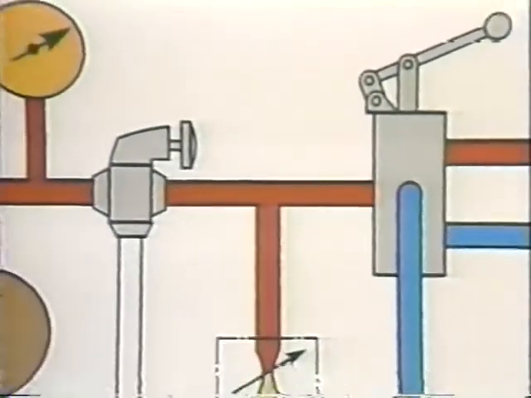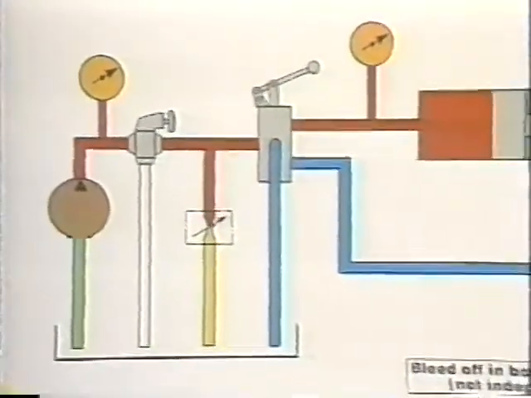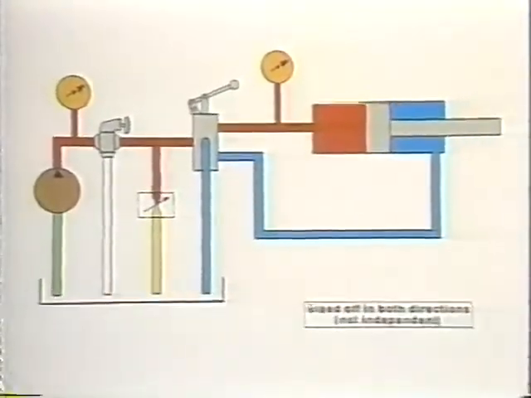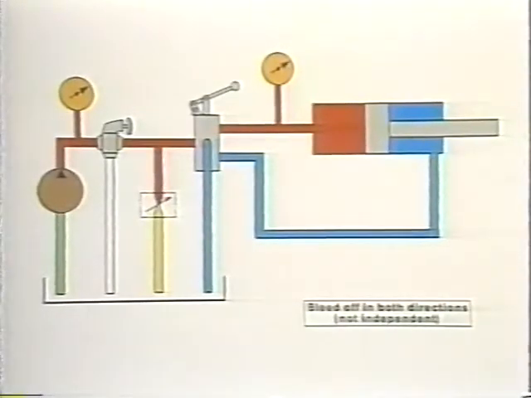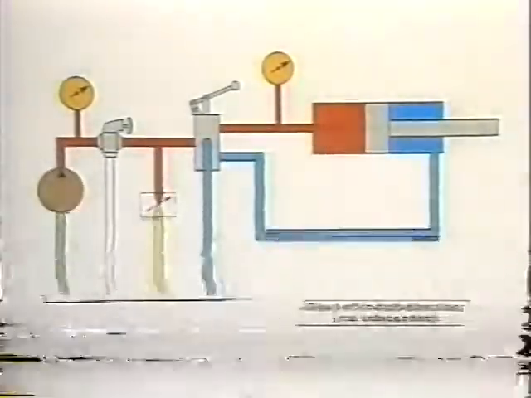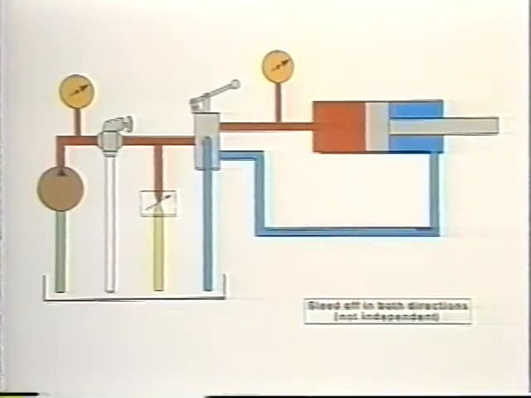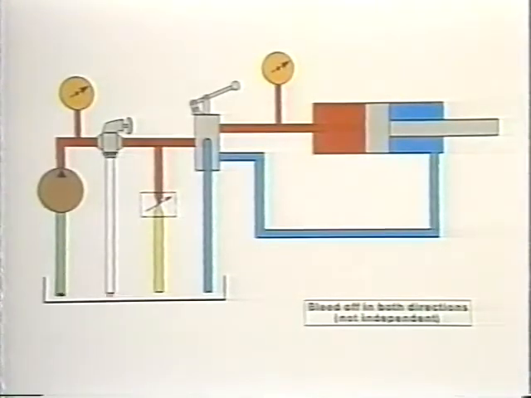Now, there's one more way to apply a flow control. We could simply tee it off the main line like this and still control the cylinder speed. For instance, with the flow control completely closed, the full 10 gallons per minute from the pump would go into the cylinder. However, the moment we begin to open this up, we begin to bleed off some of that pump delivery, and the cylinder starts to slow down. So, by adjusting the size of the opening, we can bleed off any amount necessary to control how fast the cylinder moves.